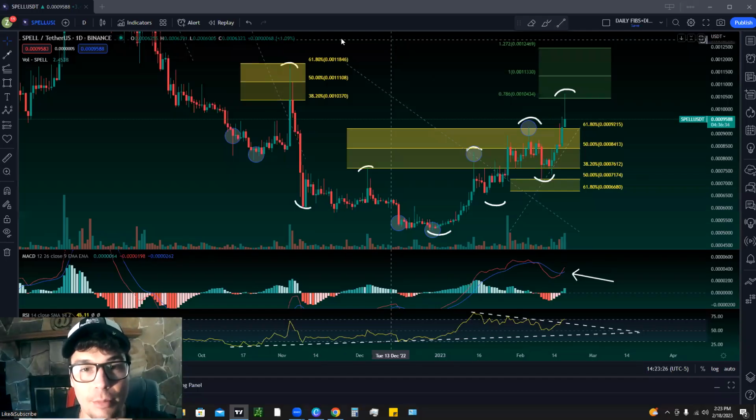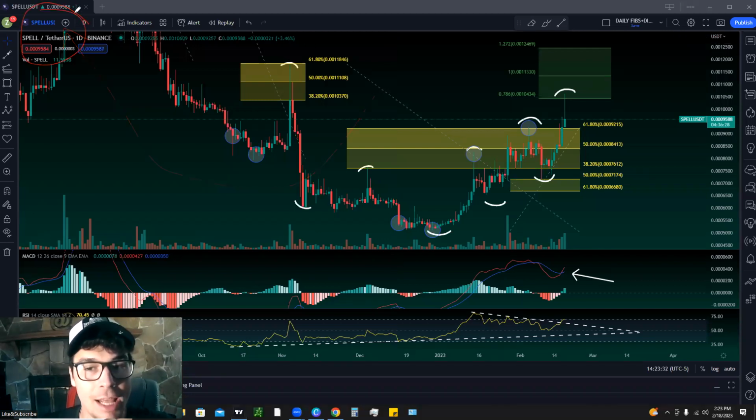Coming at you guys with an update on Spell token, SPELL, and we got exactly what we were looking for in the last video. I said we were looking to see if we were going to get a 5-wave structure to the upside and hit our bullish price targets above, and today we just hit those price targets. So I'm here to give you guys an update so that way you guys are ready and prepared for the next steps. All right, so let's go over it.